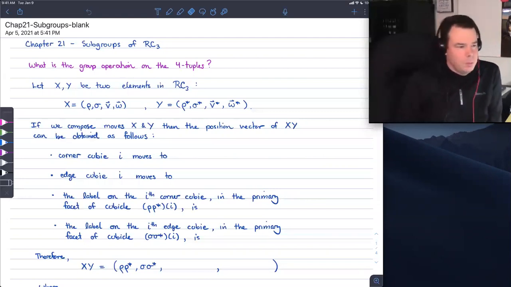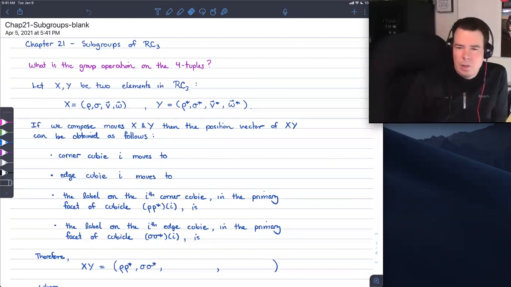So we're going to finish up our discussion of the Rubik's Cube by looking at one aspect of these position vectors, four tuples, that we haven't done yet. And that is to try to figure out how we can take two four tuples and combine them together to produce a composition of the moves.